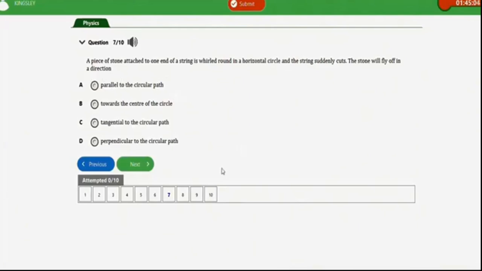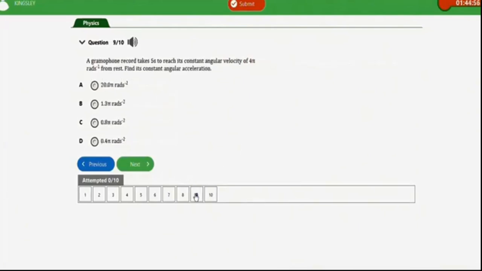Alright, so let's go over to the next repeated question, which is this. It says a gramophone record takes 5 seconds to reach its constant angular velocity of 4 pi radian per second from rest. Find its angular acceleration. So for this particular problem, we have the angular velocity, omega, to be 4 pi radian per second, and we have the time to be 5 seconds.